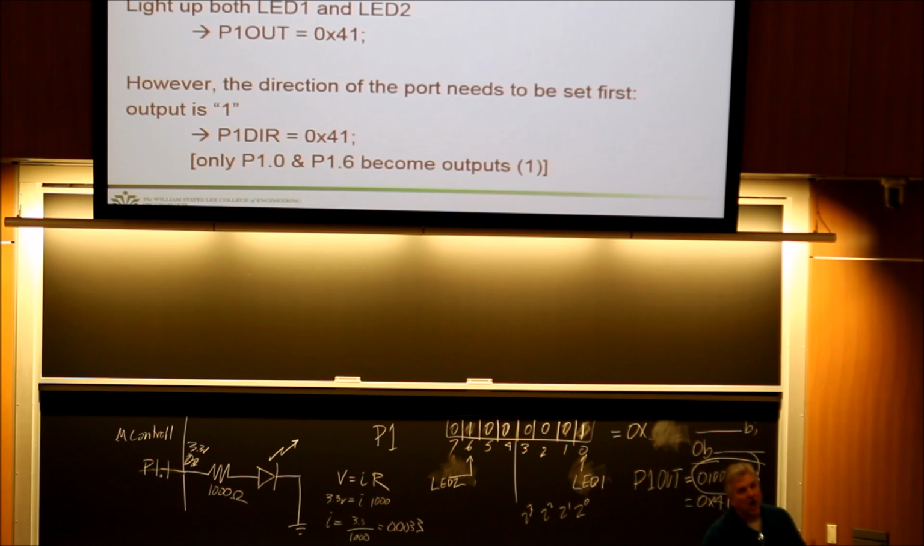So if we want to also declare that they're output pins, you have to use the DIR location. In this case, P1 DIR is going to be set to 41, which says we're connecting an LED to this pin and to this pin. And then later on, you also have to turn them on and off by saying P1 out is equal to 41 to turn them both on, and P1 out is equal to 0 hex if you want to turn them both off. Everybody understand that?